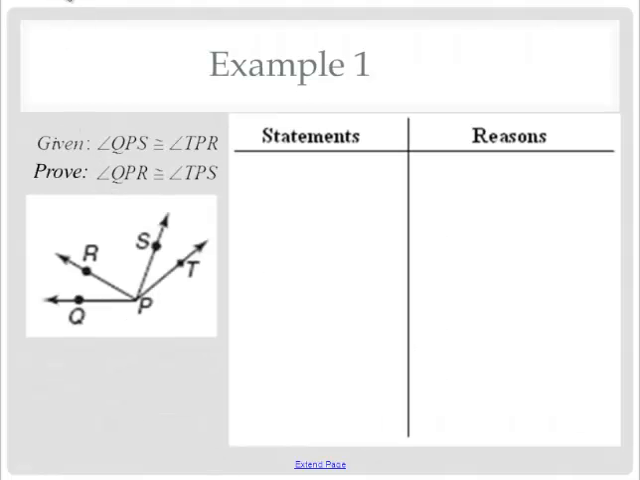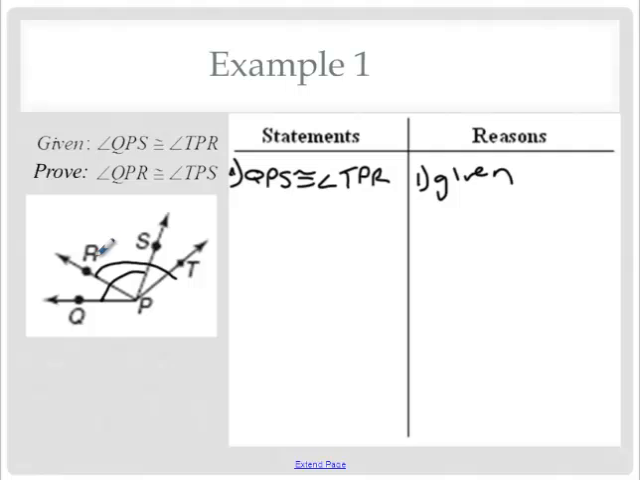Alright, so we have angle QPS congruent to angle TPR. So let's write that as our given. Remember, given always goes as your first step. And that's our given. Now we need to prove that QPR, this little angle over here, is congruent to this little angle over here, TPS.